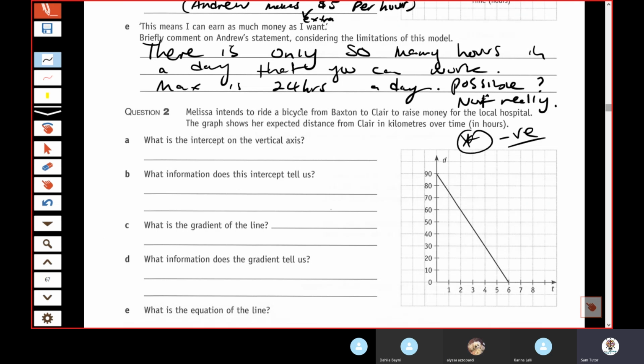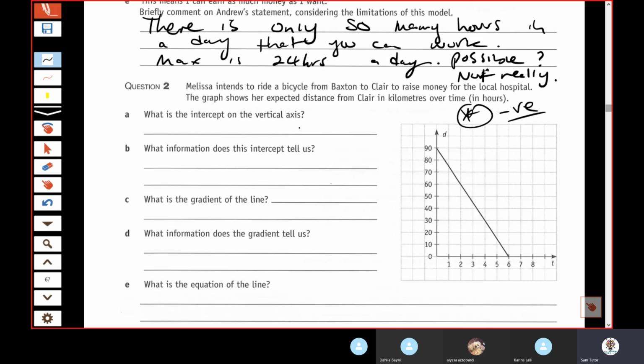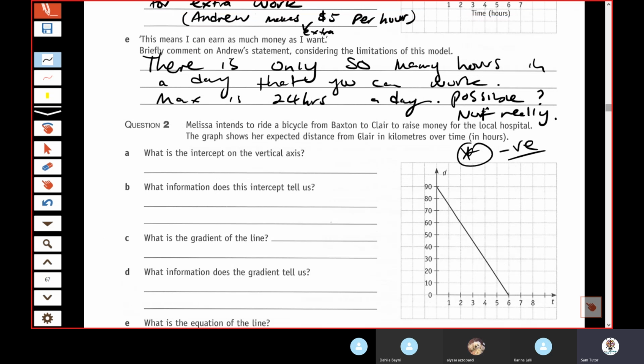Melissa intends to ride a bicycle from Baxton to Clare to raise money for the local hospital. The graph shows her expected distance from Clare in kilometers over time. I think it's from Baxton. Yeah, I just made a mistake there. It should be from Baxton, but it doesn't matter.